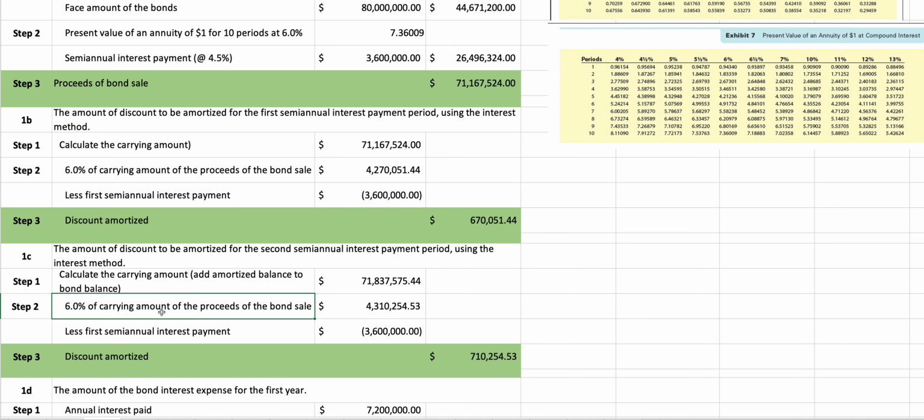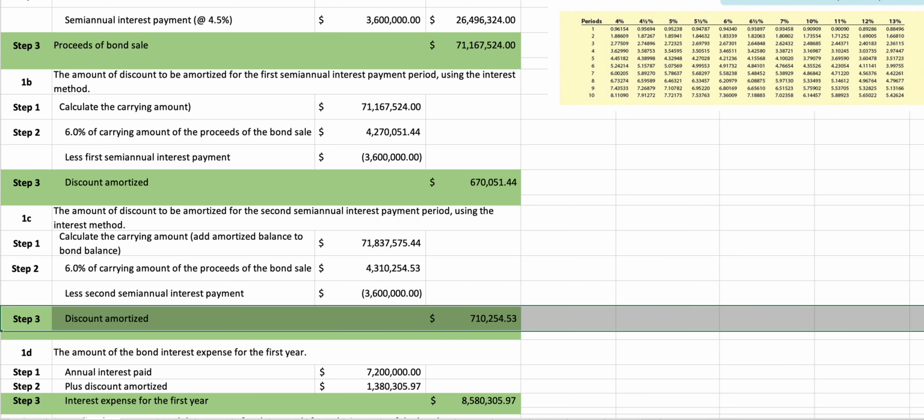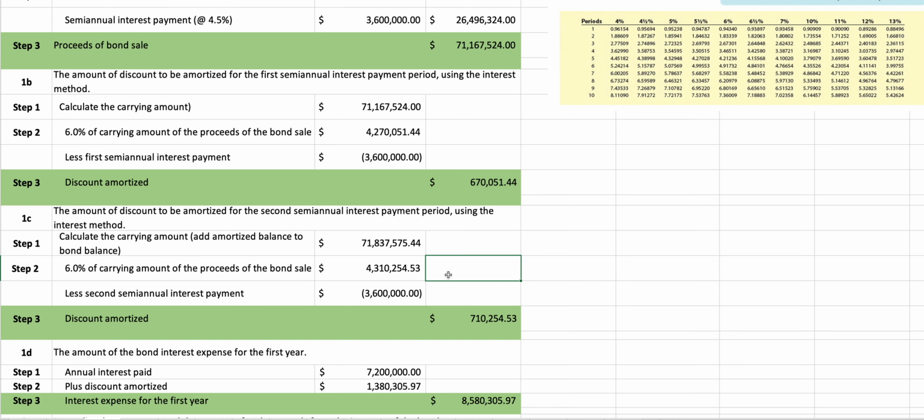And now we want to take 6% of that carrying amount. So the same thing, we take the amount, we multiply it by 6%. We want to subtract out our second semi-annual interest payment. I'm sorry, that should say second. Let me fix that real quick. And now the discount that we're going to amortize is $710. You would repeat this over and over again until you were finished amortizing your discount.